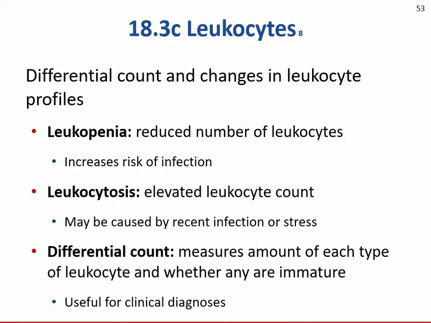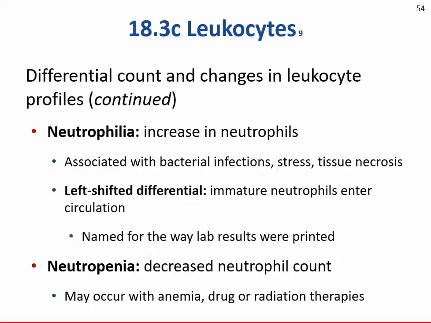If we have a reduced amount of leukocytes, we call it leukopenia. Penia means lack of in the blood. If there's too many, we call it leukocytosis. And we differentiate the 5 of them for clinical diagnosis, what type of infection is involved.